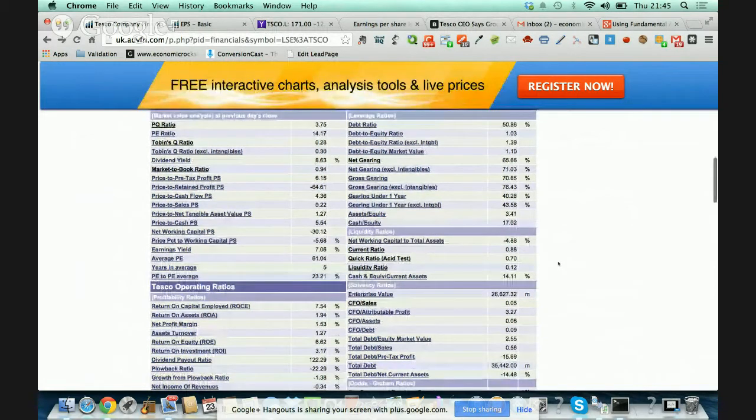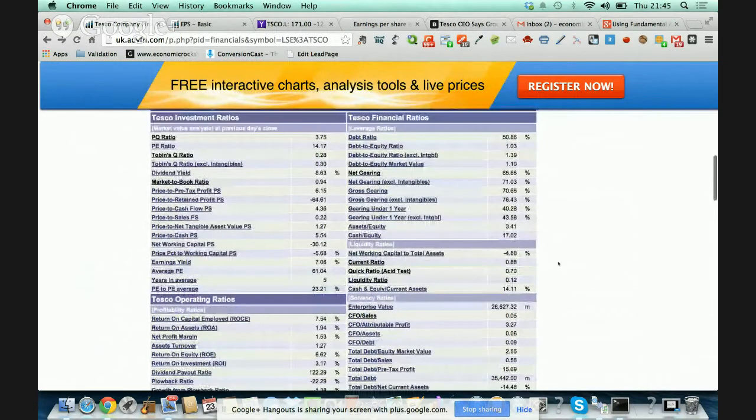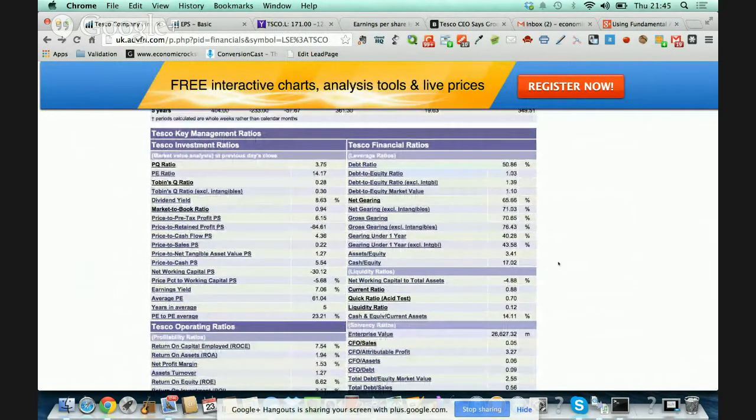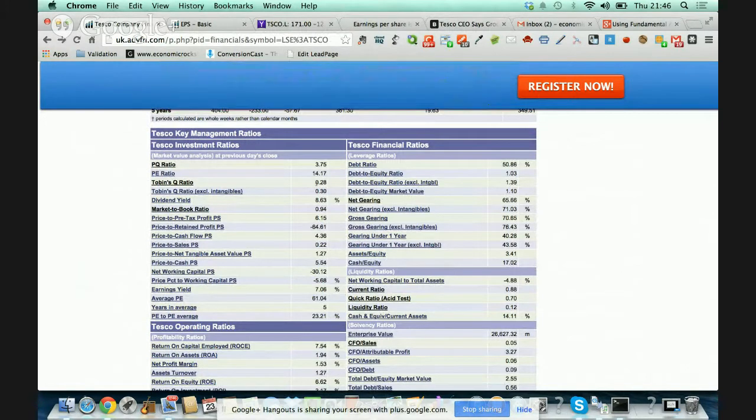And the only thing that seems to give some glimmer of hope for Tesco is the Tobin's Q. Personally, I think this is the only glimmer of hope. This suggests that the stock valuation of the company is considerably low relative to the replacement cost of its assets, and that's pretty much the definition of Tobin's Q. So at least it has the assets there.